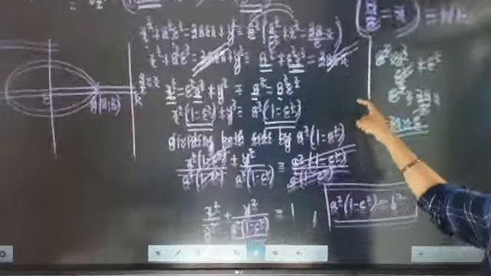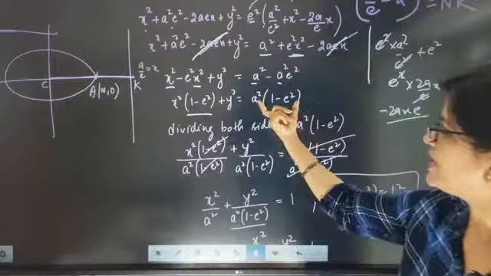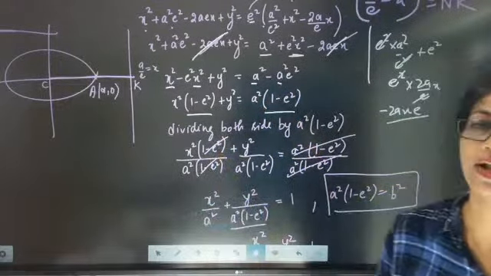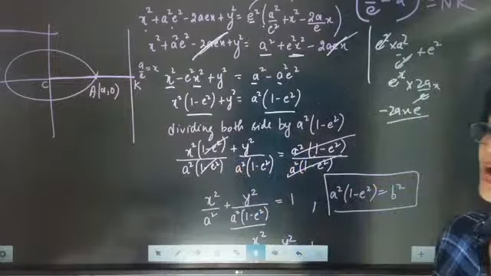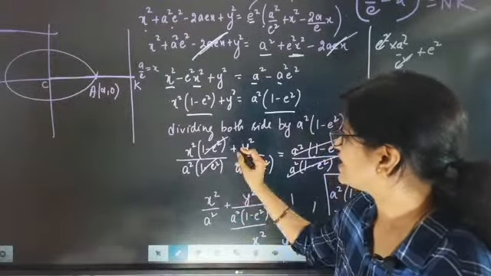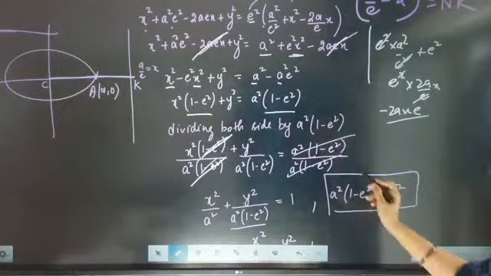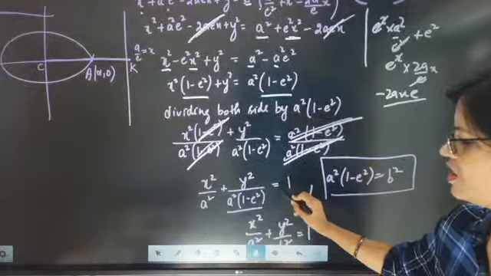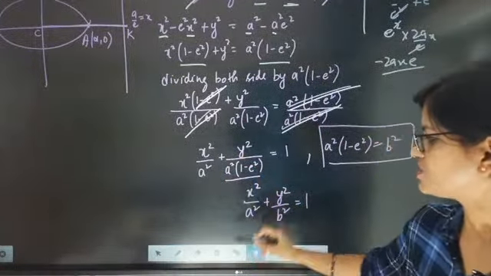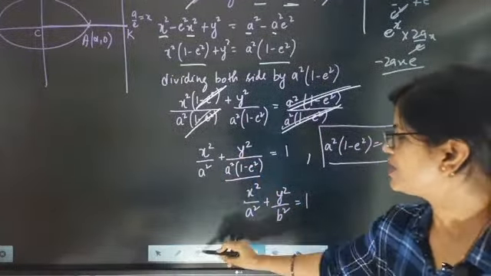So now I divided both sides by a square. With this I have divided. Whatever I got this side now, the same I have written in the denominator. So then what is exactly getting cancelled? 1 minus e square, 1 minus e square cancelled. Now what is left? Only x square by a square, and then a square into 1 minus e square, and only this section I have taken as b square.